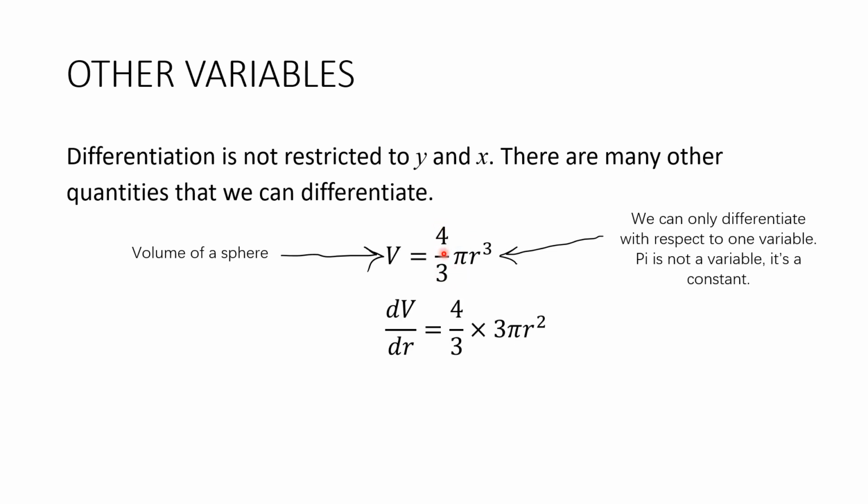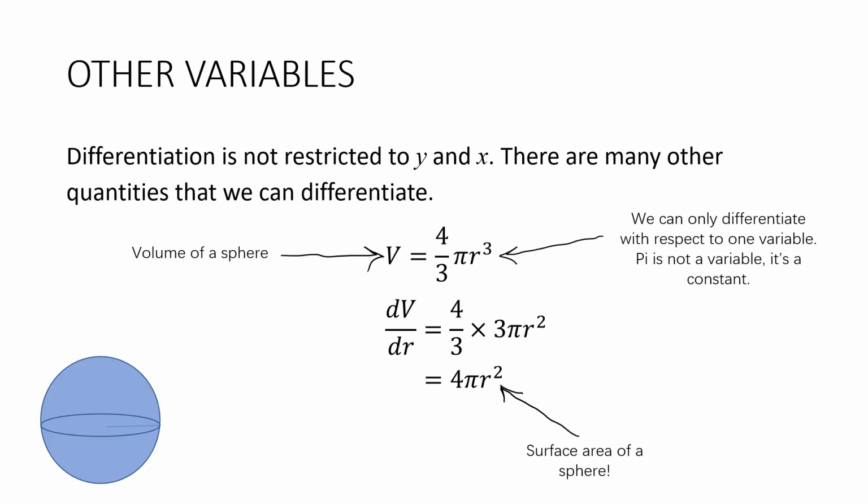The 4/3 stays, the 3 comes down, multiplies by pi r squared. Tidying it up, the 3's cancel out, and I end up with 4 pi r squared. Do you recognize that formula? It's the surface area of a sphere. Now, why do you think that is? What does this mean? How is the volume changing as the radius is changing? So as the radius is getting slightly bigger, how is the volume changing?